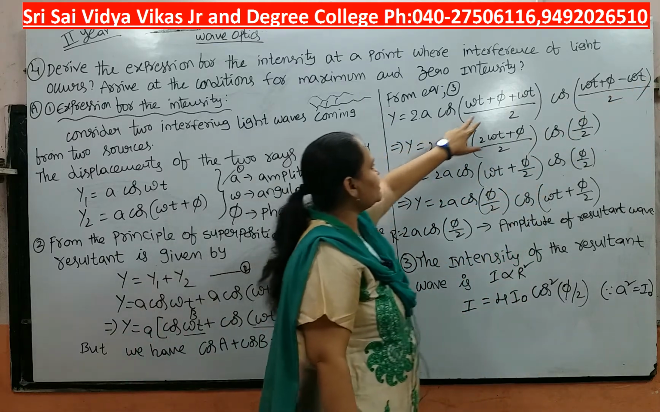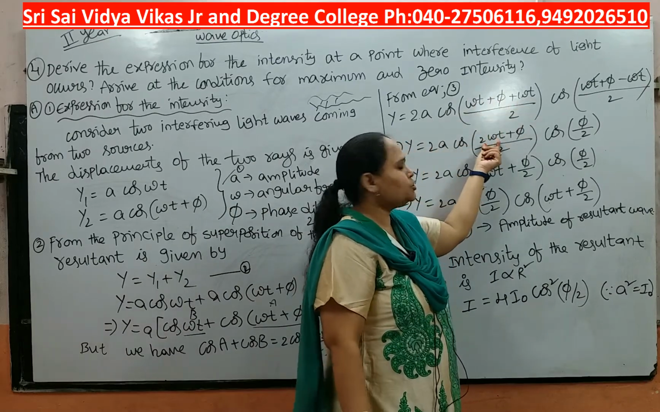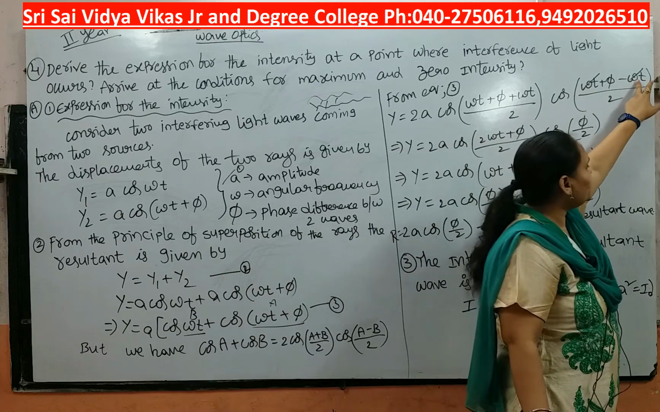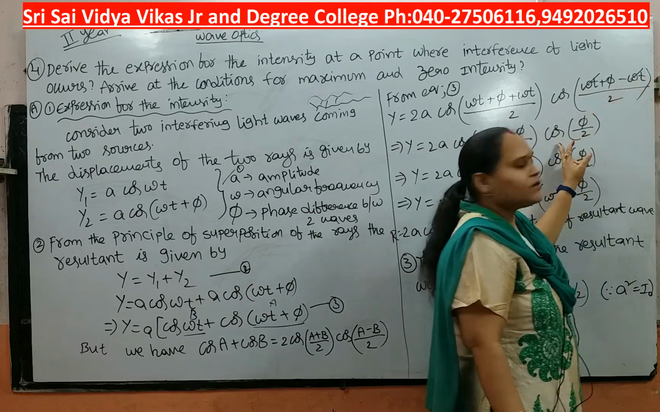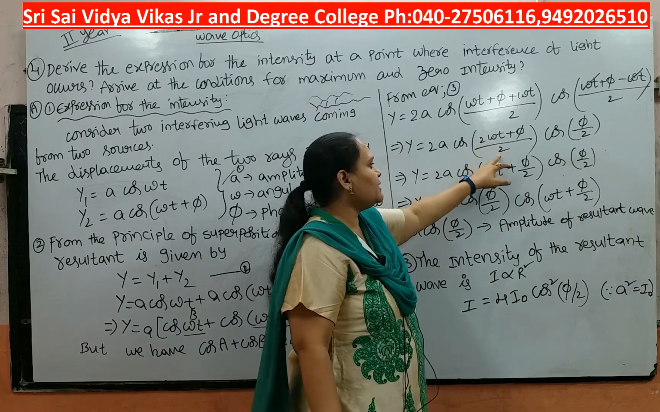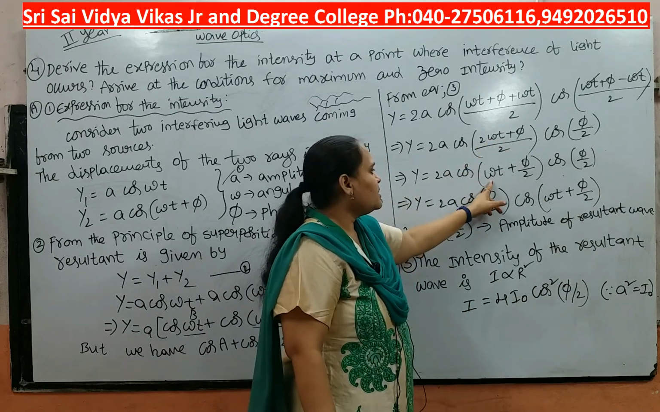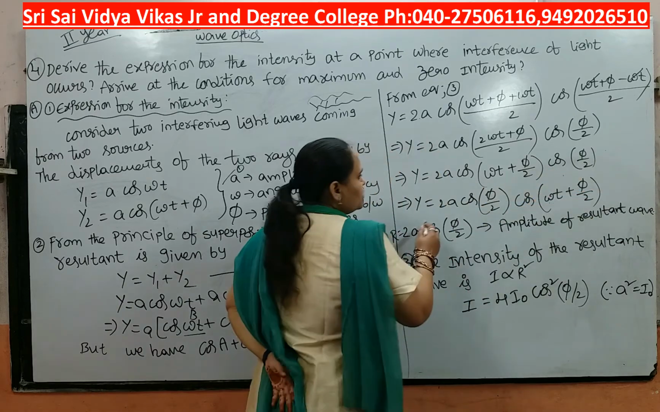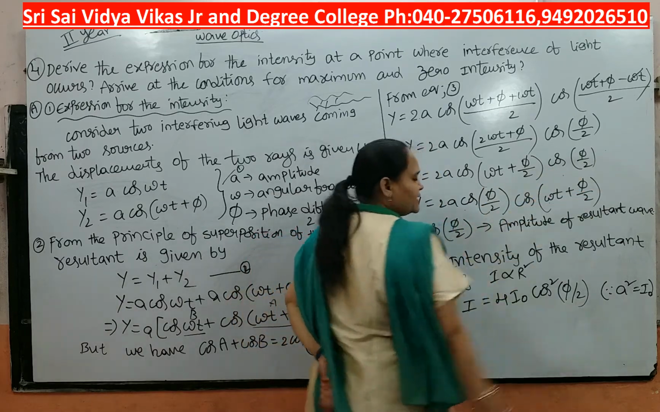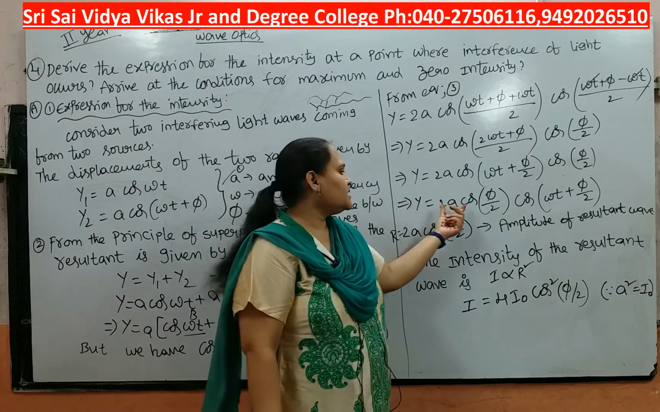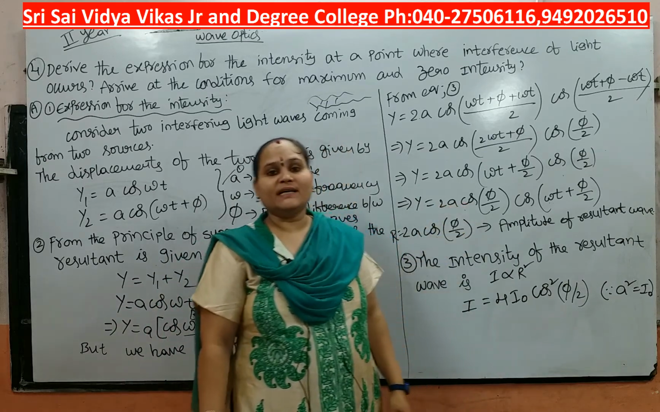Now for the simplification, omega t plus omega t gives 2 omega t plus phi, divided by 2, and omega t minus omega t cancels, and we get cos of phi by 2. Using this, 2 omega t by 2, the 2s cancel, giving cos (omega t plus phi by 2) and cos phi by 2. So y equals 2a cos (phi by 2) cos (omega t plus phi by 2). For this equation, 2a cos (phi by 2) can be taken as R.